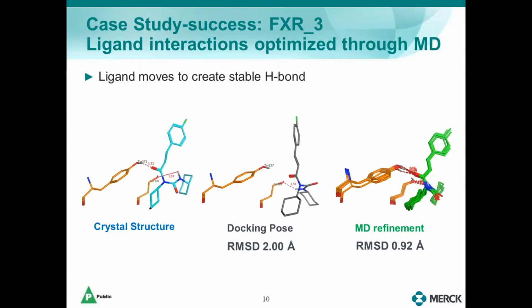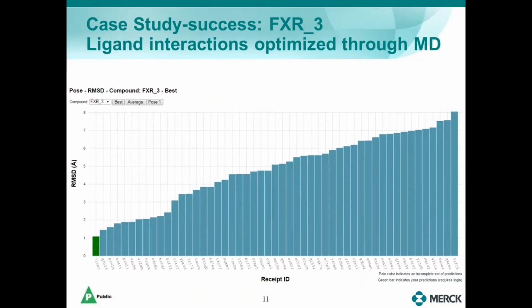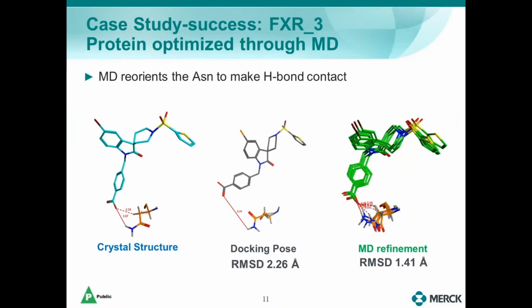Here I'll give you a couple of case studies. For compound FXR3, in the crystal structure, there is a conserved tyrosine hydrogen bond interaction. In the docking pose, we didn't capture that interaction. By using MD, it does refine the structure and moves the ligand to create the stable hydrogen bond. With the MD refinement, it brings us to the top 1 for this pose prediction.